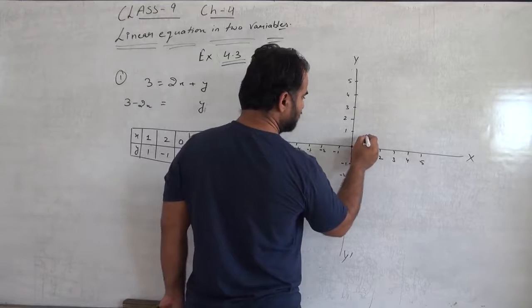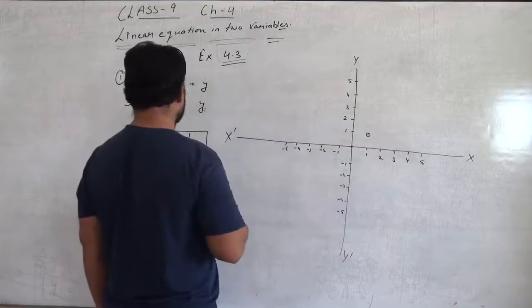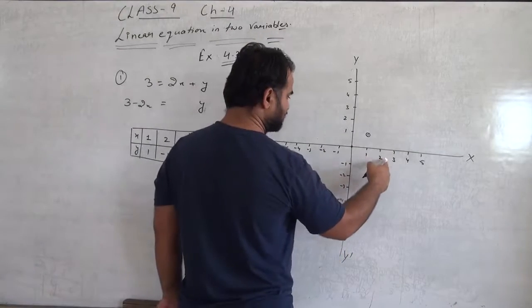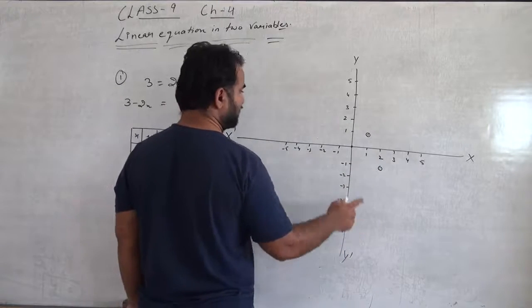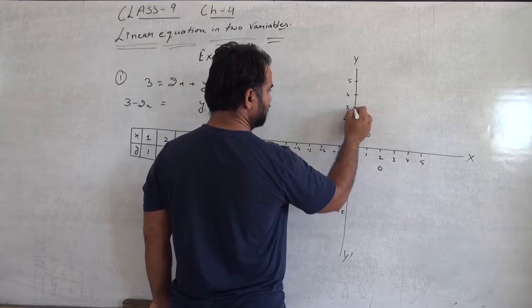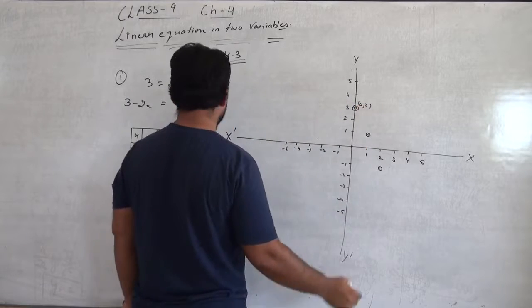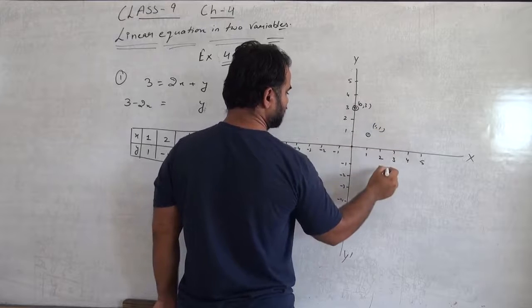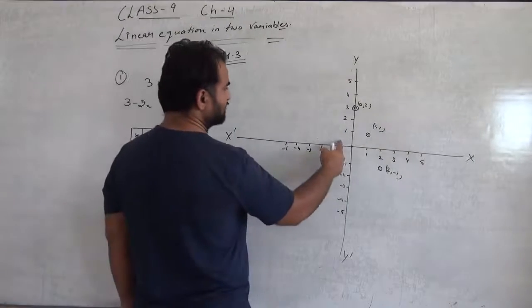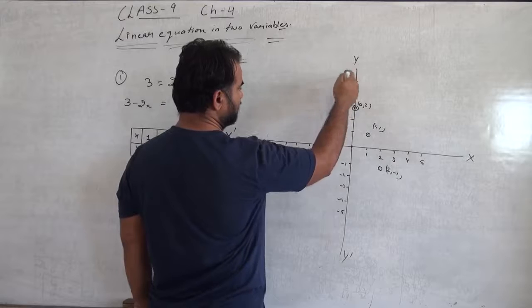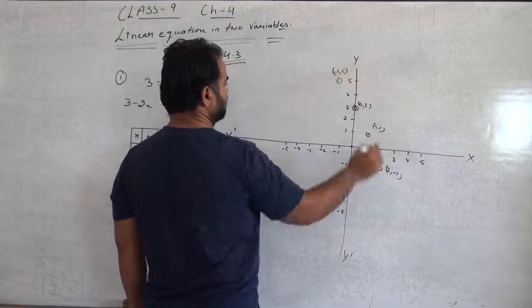So 1 comma 1 will be there. Okay. Next is 2 comma minus 1. x equals to 2 and y equals to minus 1. There it will be. Next 0 comma 3. x is 0 and y is 3. So this is 0 comma 3. And the last is minus 1 comma 5. x is minus 1 and y is 5. So we will get the point here. Minus 1 comma 5. Done.